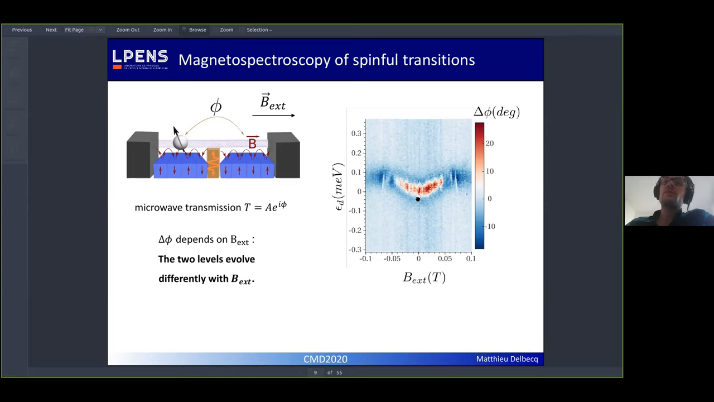The finite slope indicates that the levels of both dots do not evolve similarly with the applied magnetic field, even though it's global. We also observe here a change of slope. It is first positive, then negative, indicating a non-trivial behavior in this transition.